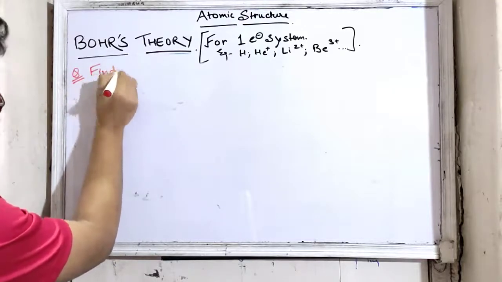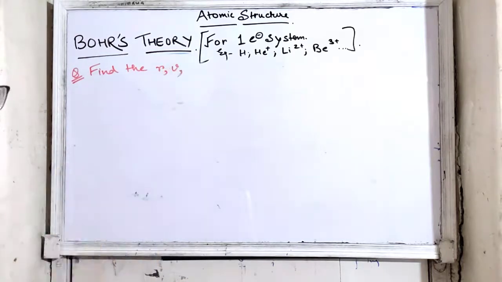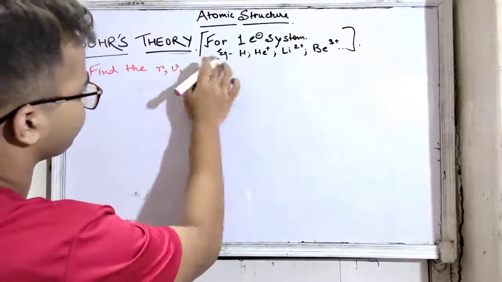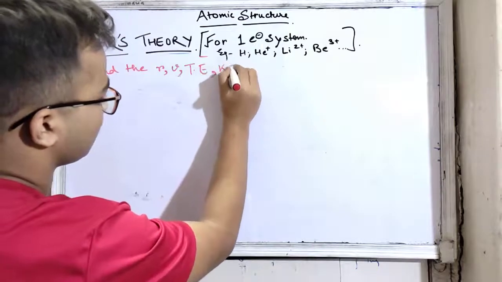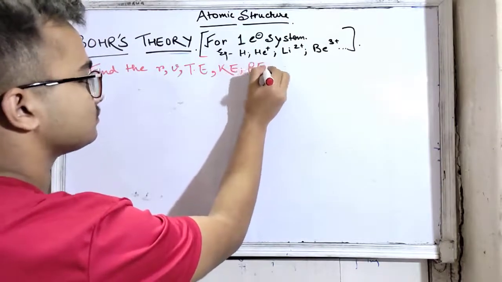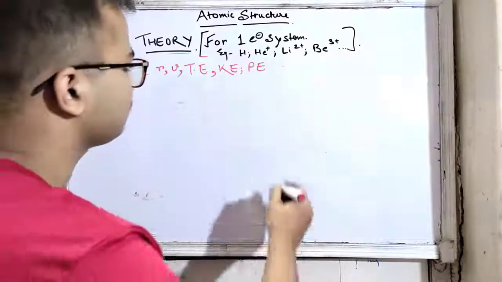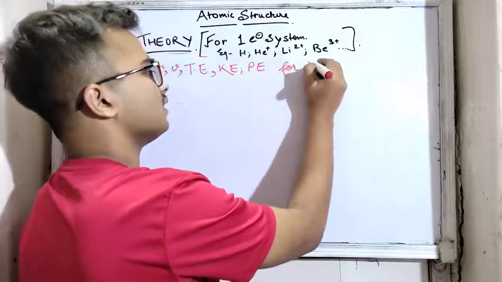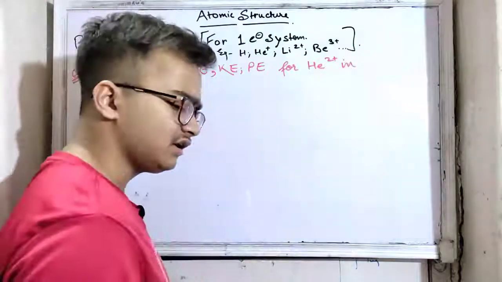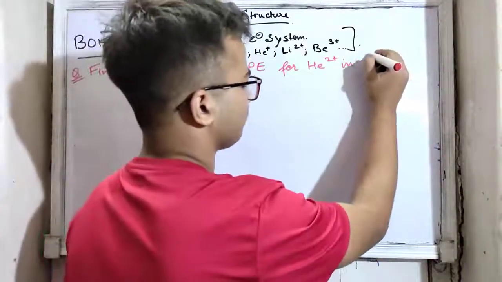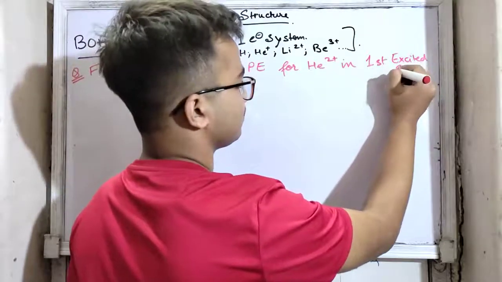Find the radius, velocity, and what else was there? Total energy, kinetic energy, potential energy, and anything else. Let's keep up to this much. For He2+ in, let's take first excited state. First excited state.